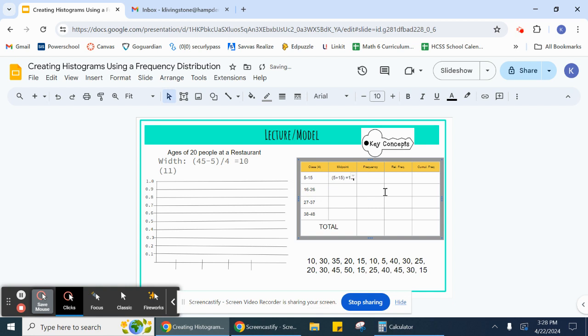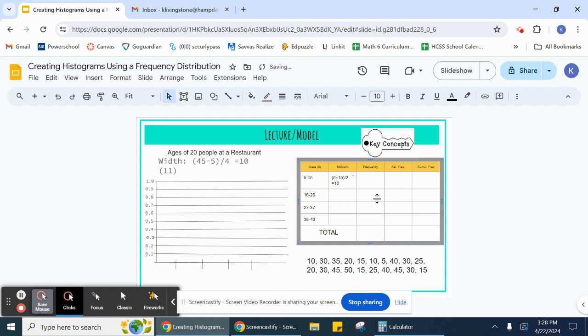Equals 10, because 5 plus 15 is 20, divided by 2 equals 10. And then, since our width is 11, we can just keep adding 11: 21, 32, and 43. Those are our midpoints.